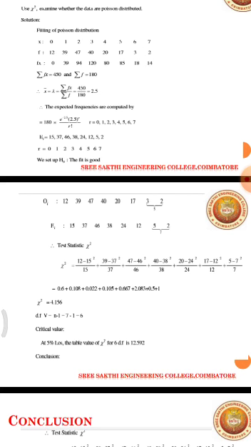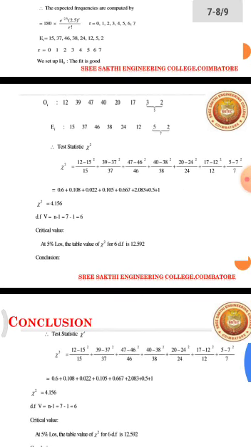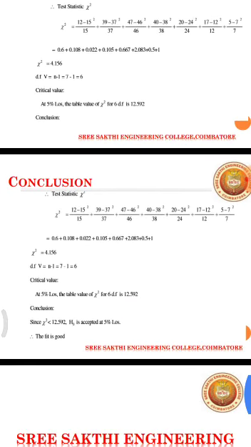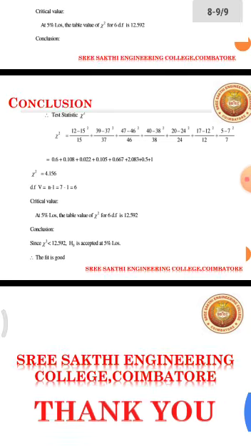Here we see the conclusion. The table value is 12.592. The calculated value, 4.156, is less than the table value, 12.592. So here H0 is accepted at 5% level of significance, therefore the fit is good. Thank you.